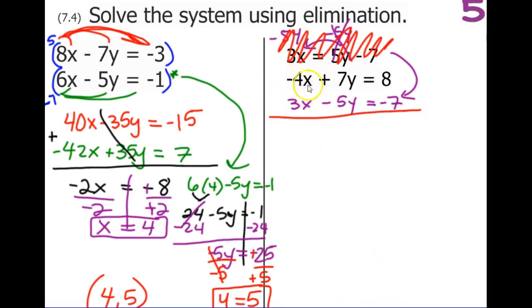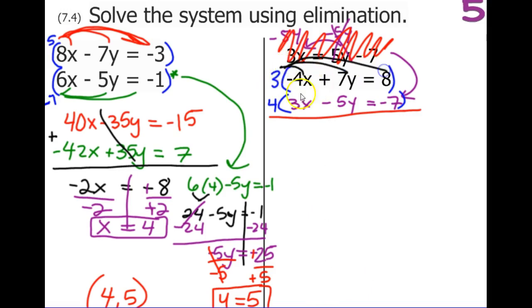These two are not set up to eliminate because we have 3 and 4 and 5 and 7. You can't multiply there. I'd rather multiply and get 12 than 5 times 7 is 35. Again, that was a big number. So in order for the x's to go away, they both have to be 12 because 3 times 4 is 12. So I'm going to multiply the top one by 3 and the bottom one by 4. Double check to make sure they're opposites.